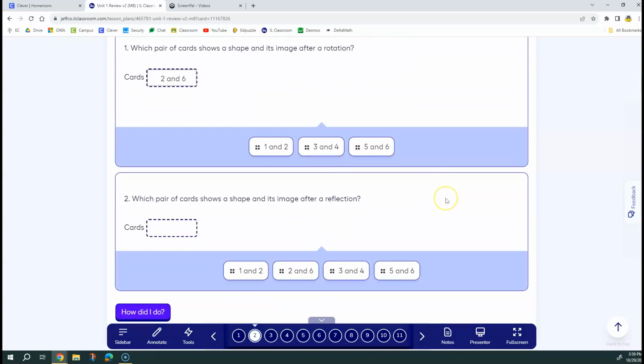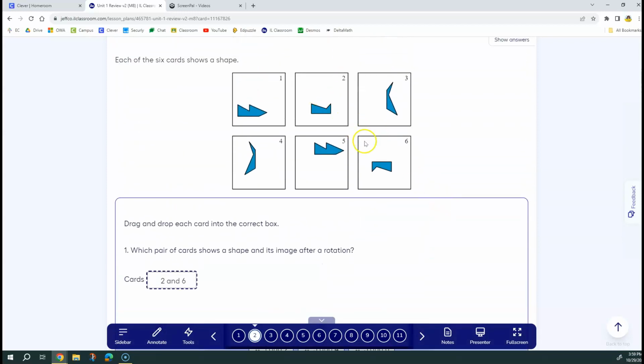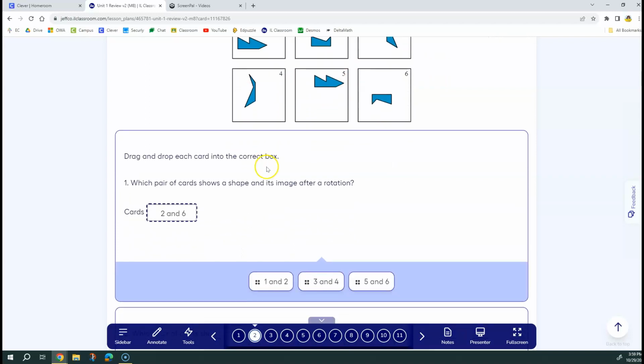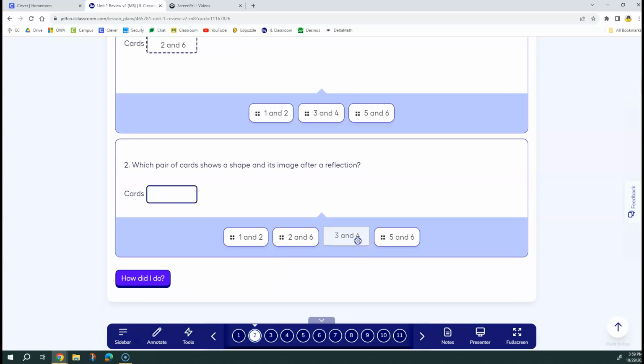Okay. Which pair of cards shows a shape and its image after a reflection? Okay, so we know 2 and 6 are rotation. 1 and 5, they're facing the same direction, so that's not going to be it. And I've already thought that 3 and 4 look like a reflection. If you put the 2 of them together, they would be symmetric. So that would be 3 and 4.